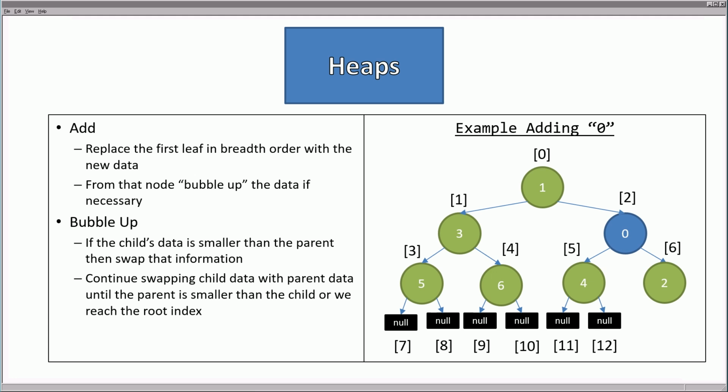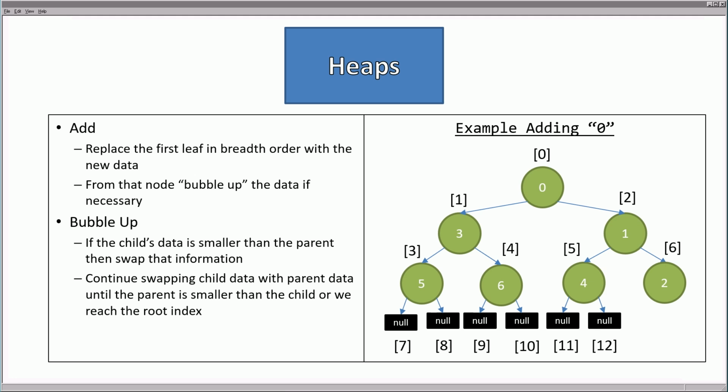Then we have to continue this process. Then we need to look at the parent from here. 2 minus 1 is 1 divided by 2 is 0. Is 0 less than 1? It sure is, so we need to swap it. And now because we're at the root, we can stop.